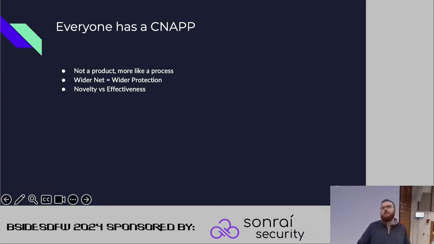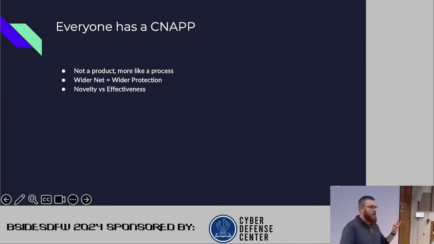Everyone says they have a CNAPP. Like I said, this doesn't really sound unique. This doesn't really sound new. Everyone says they have one. And so how do you, again, spot the BS? How do you find out what's really important, and how do you evaluate these vendors in your business? There's three things I like to talk about. I'll explain each of these. Number one, vendors see CNAPP as a new product, not as a process. That's a big one. I'll explain that here in a second. A wider net does equal wider protection sometimes. I'll explain the nuances there. And then novelty versus efficacy.